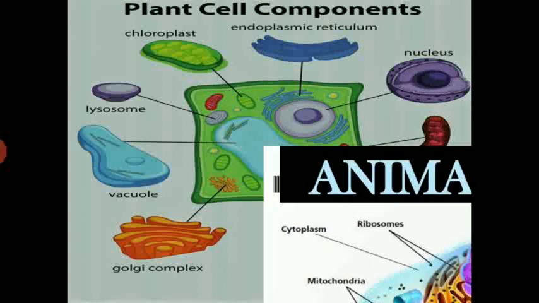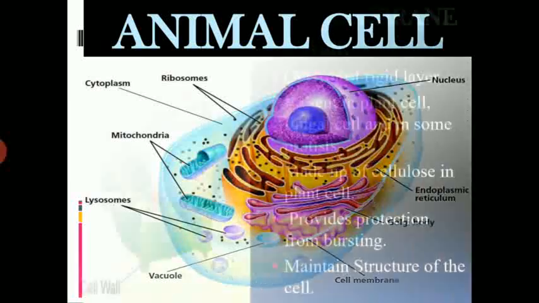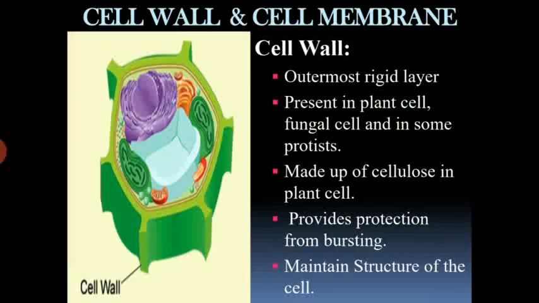Same is the case with animal cell. You see, this is a diagrammatic representation of animal cell where the animal cell also consists of various organelles and various parts in it. Fine, so let's just talk in detail about what these parts are. The very first part we talk about is cell wall and cell membrane. So what is the cell wall?